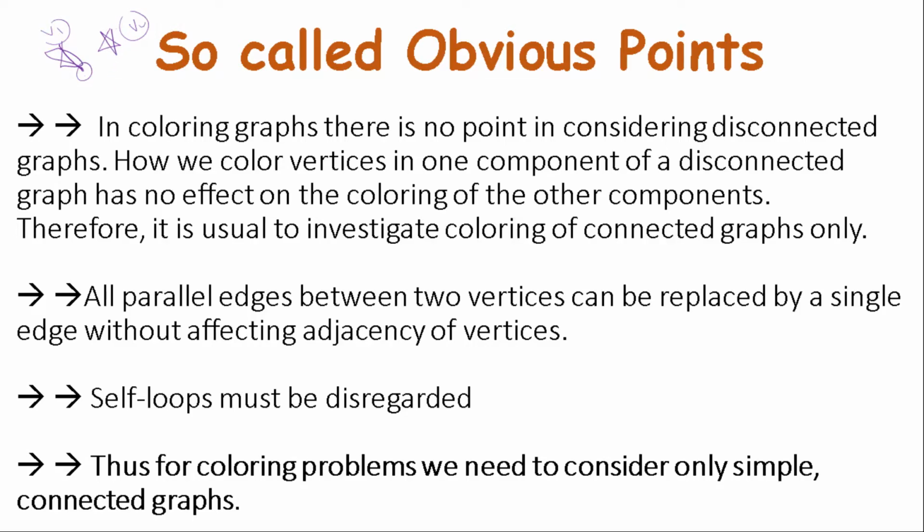So this is generally for connected graphs. And the second thing is, all parallel edges between two vertices can be replaced by a single edge without affecting the adjacency of vertices. Because in graph coloring, or vertex coloring, we check if two vertices are connected or not. We don't check if there exist one parallel edge, two parallel edges, three parallel edges. Parallel edge itself means two edges. Whether there exists one edge or two edges between two vertices doesn't matter at all. What matters is if they are connected or not connected, right? So there's no meaning in considering these parallel edges.